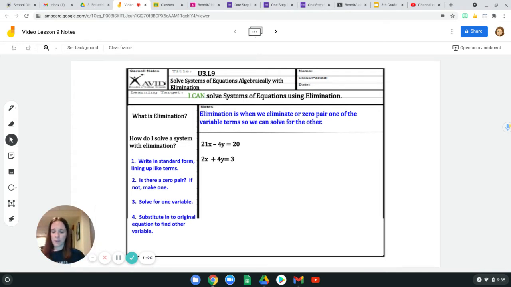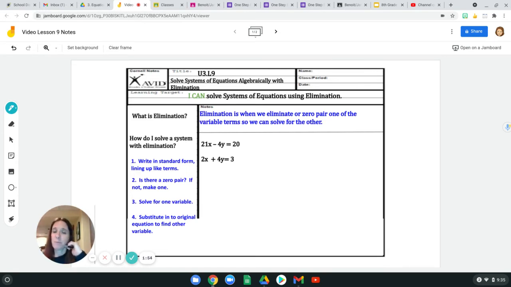All right, so here we go. My first example is 21x minus 4y equals 20. That's our first linear equation in the system. And then 2x plus 4y equals 3. And you might have to change that in your note packet. This should be a 3, okay? And that is the second equation in our system.